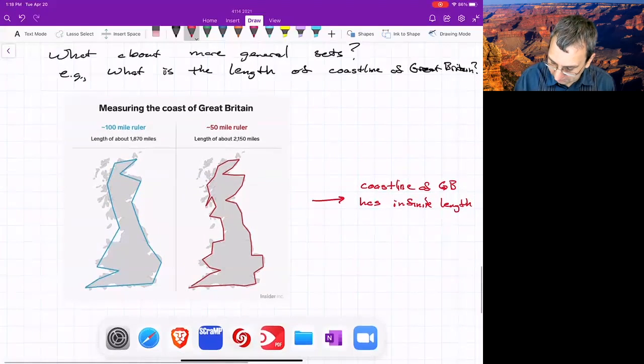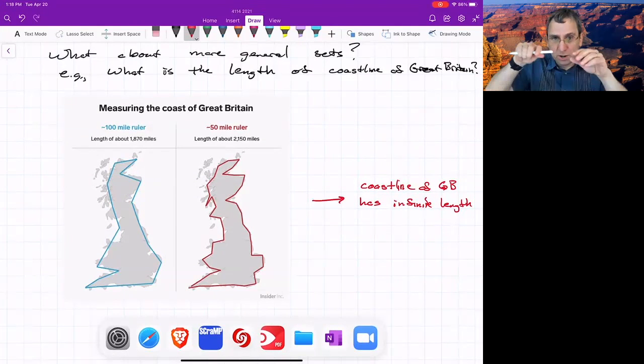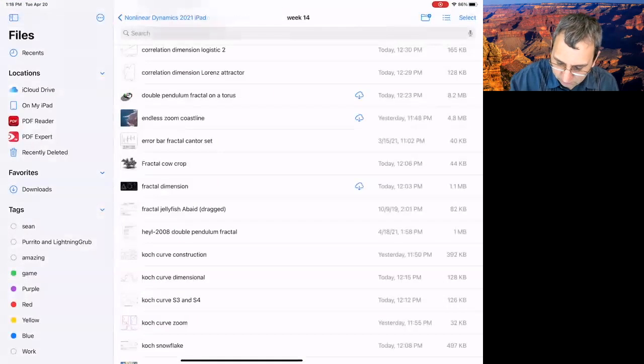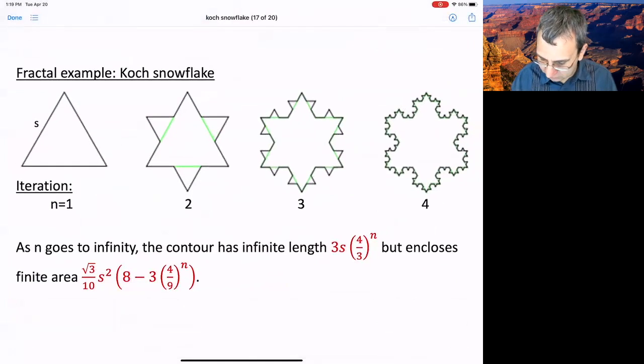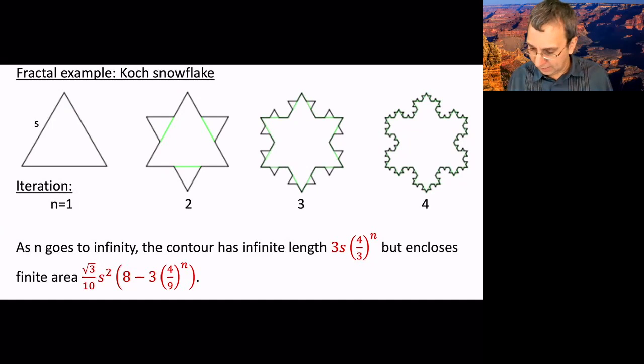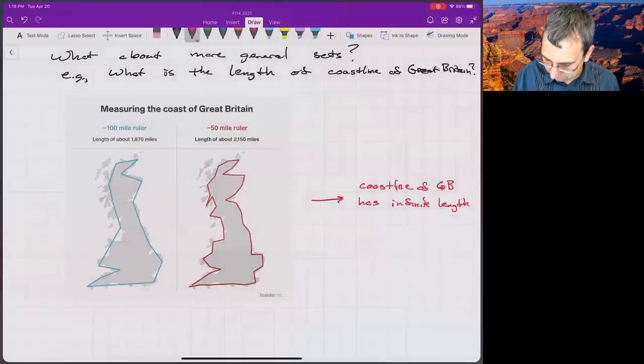There's this cool thing: if you take the Koch curve, but then do additional copies and bring them back on themselves, you get what's called the Koch snowflake. So it's a similar construction. It's the Koch curve, but wrapped around. And just like the Koch curve, the boundary of the Koch snowflake is infinite, but it encloses a finite area, just like the coastline of Great Britain.